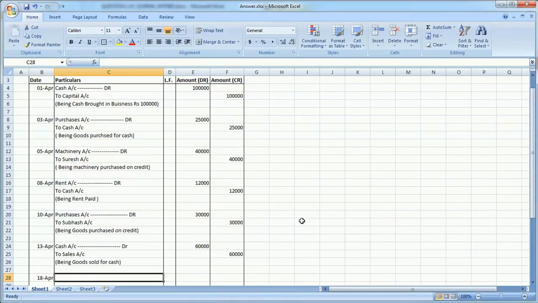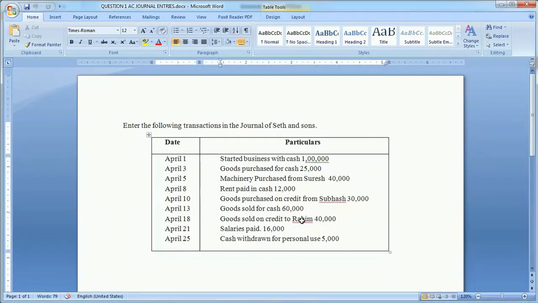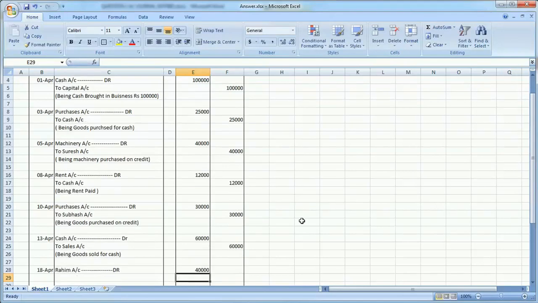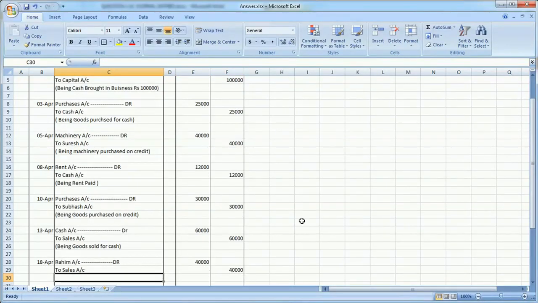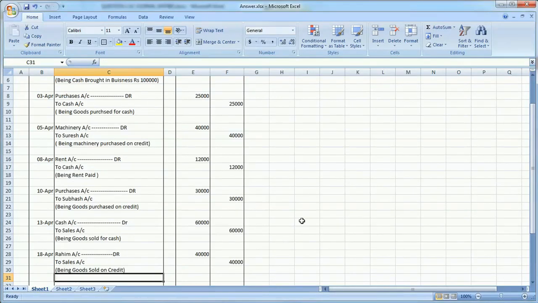Who is receiving the goods? Mr. Rahim. So Rahim account debit, the amount is 40,000 to sales account 40,000 being goods sold on credit. That's the seventh adjustment.